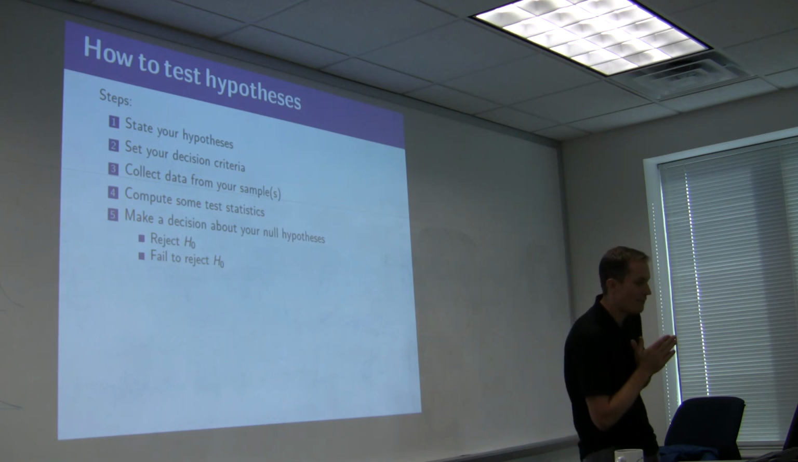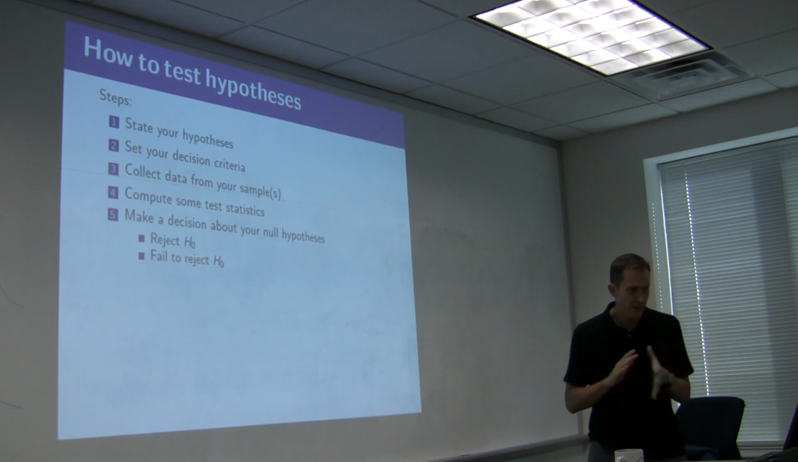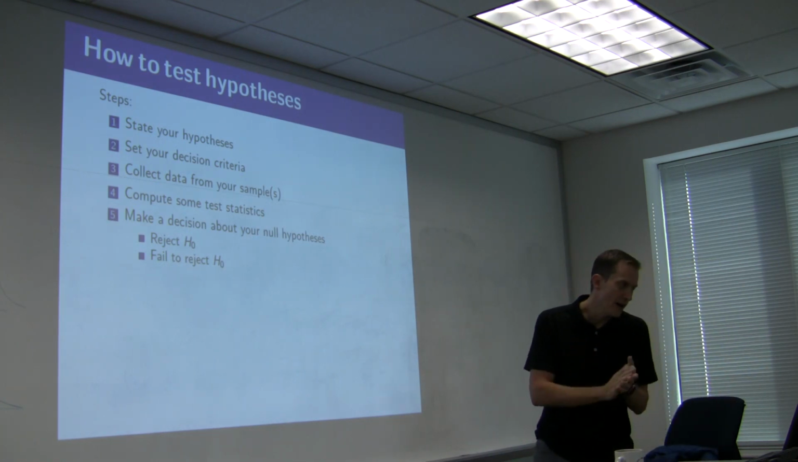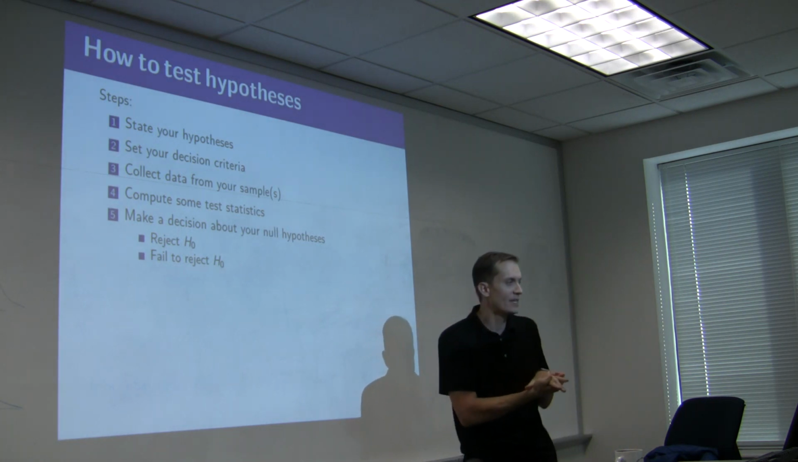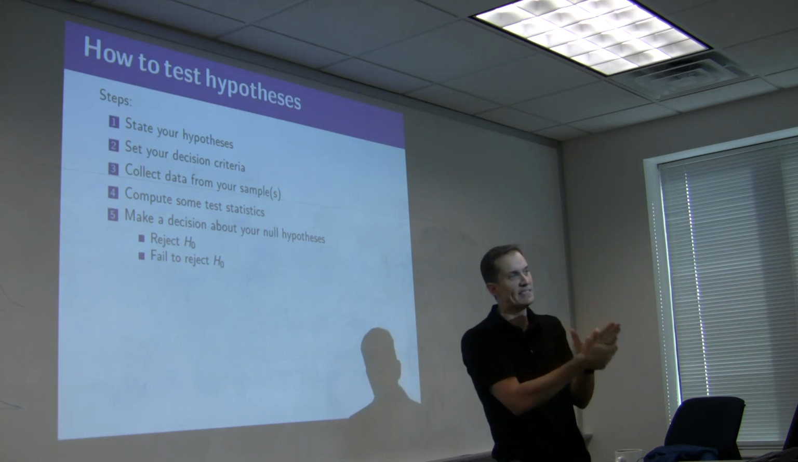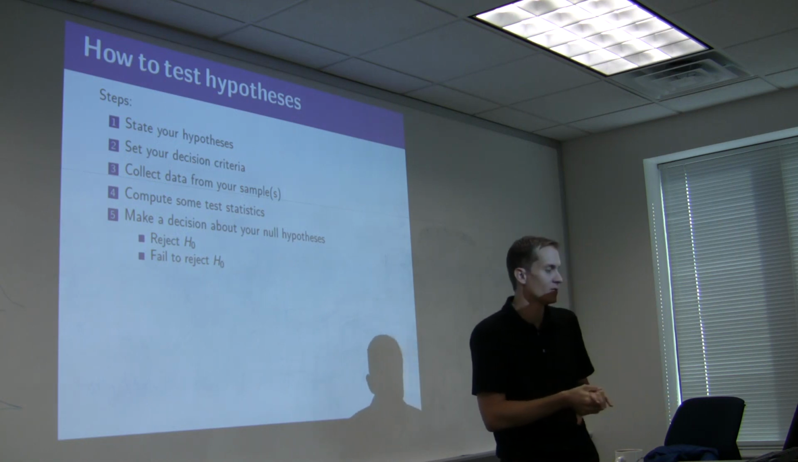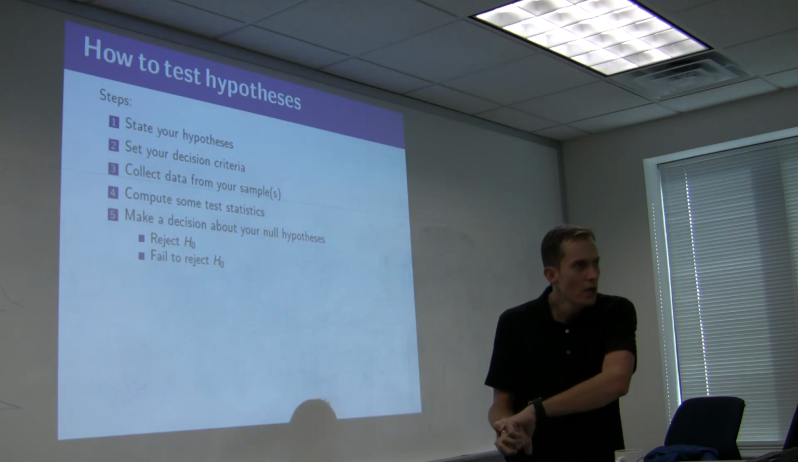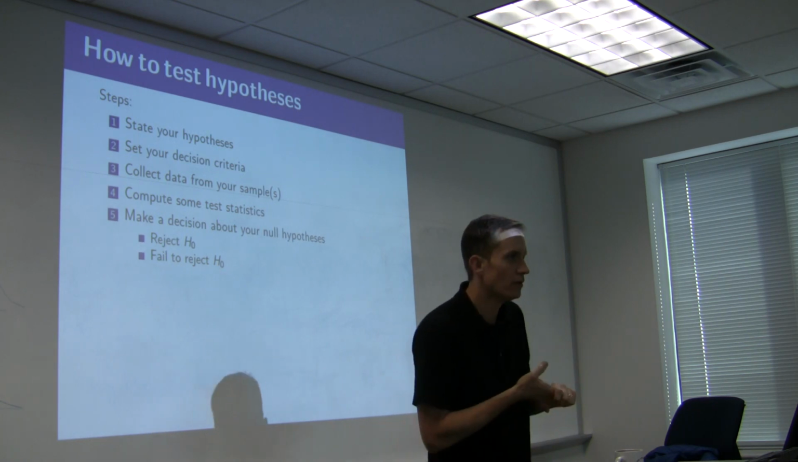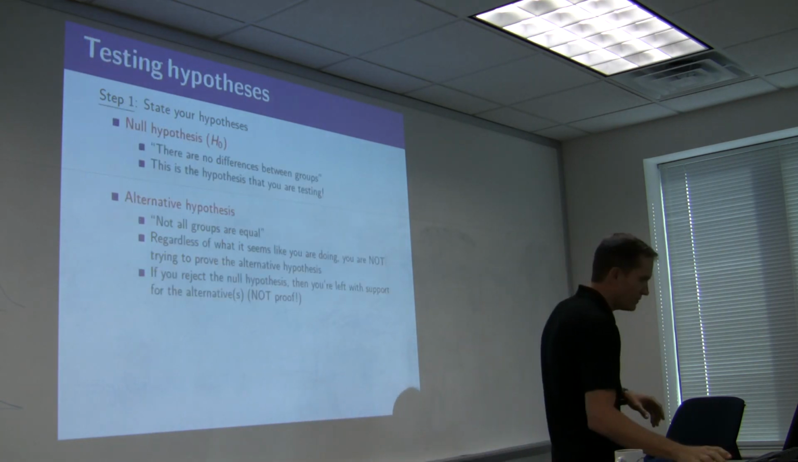First is you state your hypotheses. We're going to walk through each of these. Then you set a decision criteria, you collect some data, you compute a test statistic, and then in the end you make a decision. You make a decision about your null hypothesis. You either reject the null or you fail to reject the null. Okay? Let's talk about what all this means.